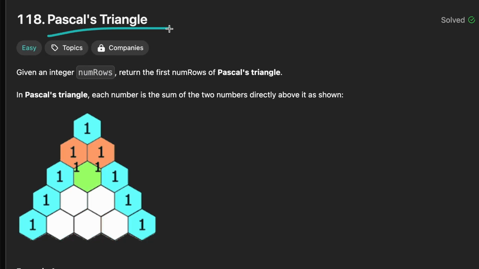Hello, we're doing Pascal's triangle. So given an integer num rows, return the first num rows of Pascal's triangle. In Pascal's triangle, each number is the sum of two numbers directly above as shown. So we have a nice little diagram showing us what's happening.